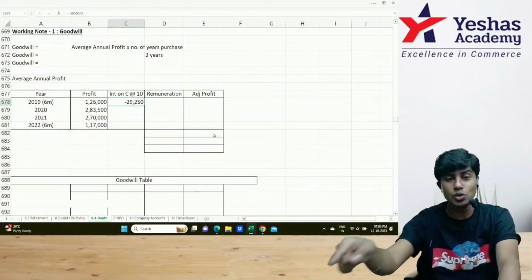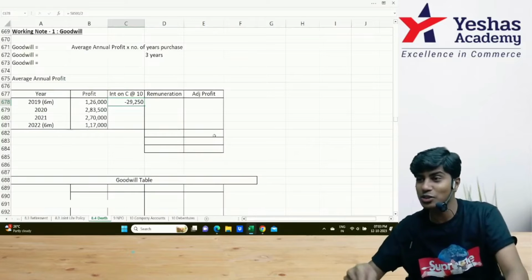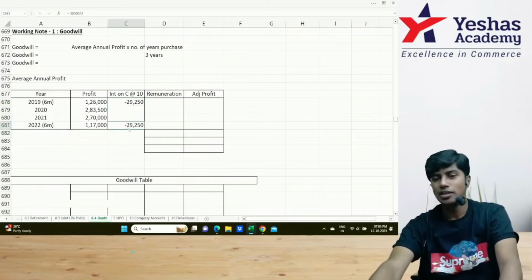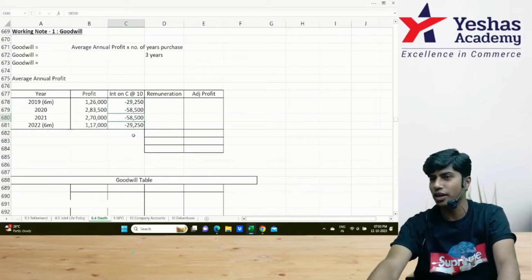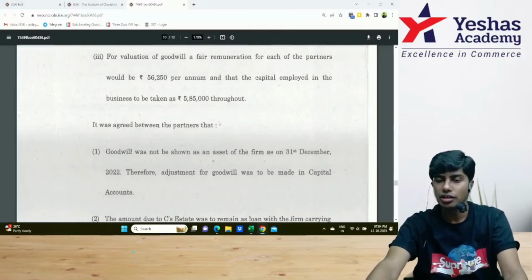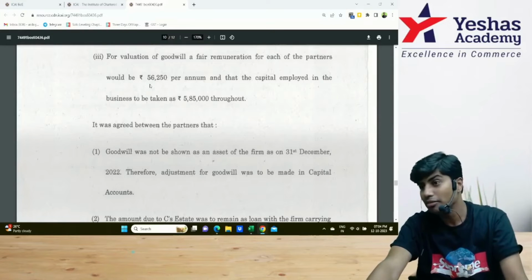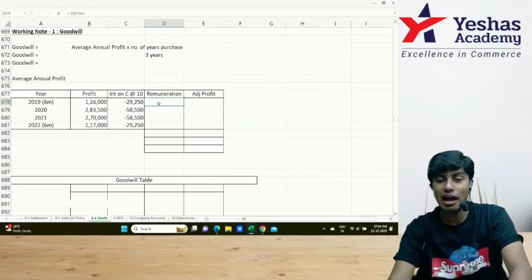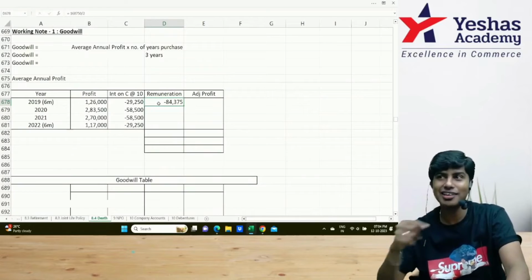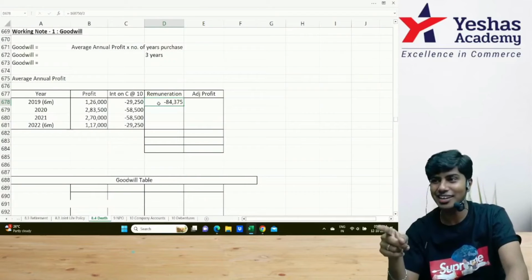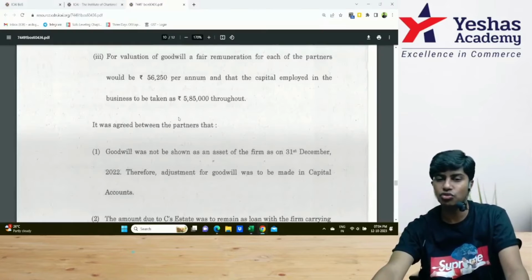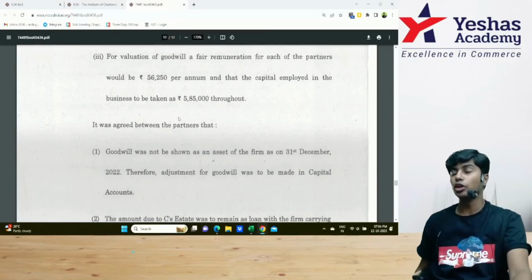58,500 is for the entire year. In 2019 it is only 6 months, so 58,500 divided by 2 is 29,250 here. Here and all the others, 58,500. Did you understand this? Then remuneration should be deducted. How much remuneration? 56,250 per annum, but for the first 6 months, half. Half is how much? Into 3 partners. Then 84,375 will be here also. Here, how much will it be for these 2 years full? 56,250 into 2. Sorry, into 3.